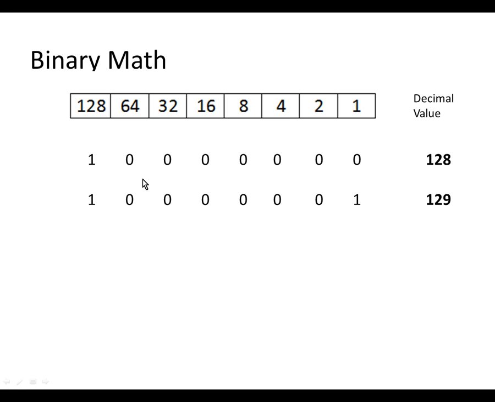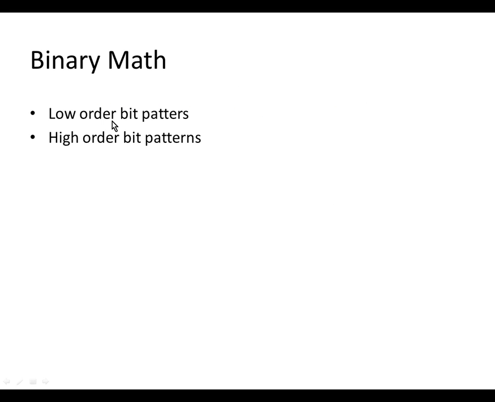How about this example? If we have a 1 followed by 7 zeros, that represents the value of 128. If we have a 1, 6 zeros, and a 1, that represents the value of 129. And if all 8 bits are set to 1, that represents the value of 255 because it's 128 plus 64 plus 32 plus 16 plus 8 plus 4 plus 2 plus 1. When all 8 bits are set to 1, the highest number is 255. Let's look at what we call low order and high order bit patterns.